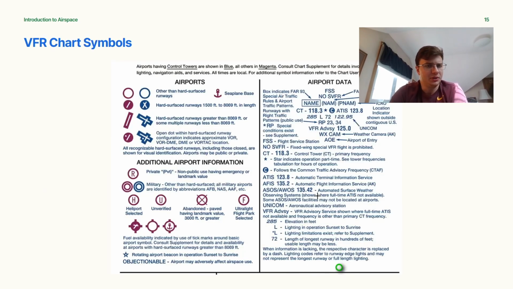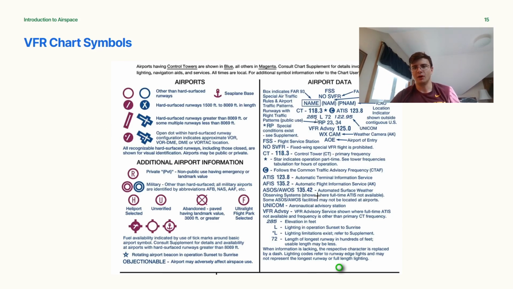VFR chart symbols. Let's talk about this real quick, and then we can hop over to the VFR sectional and put some practical application through it. Biggest things to know. Airports that have control towers are shown in blue. If it doesn't have a control tower, it'll be in magenta, so take a look at our two sides here. That's a big thing to know.